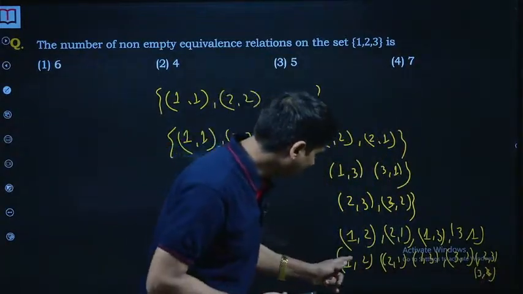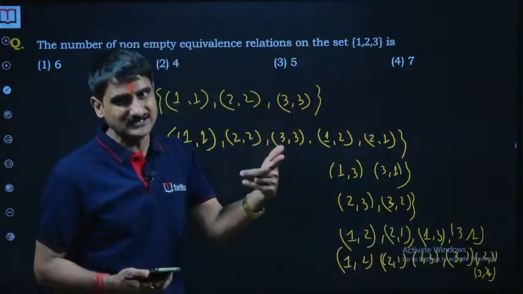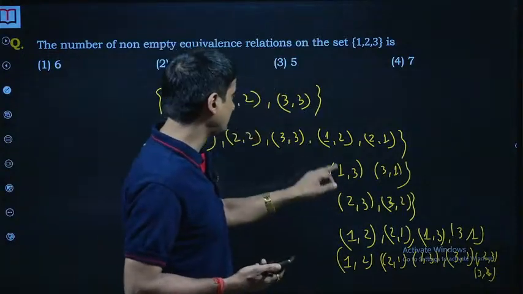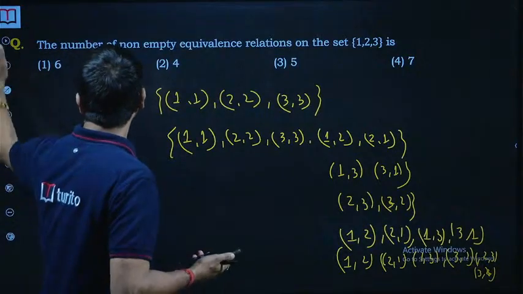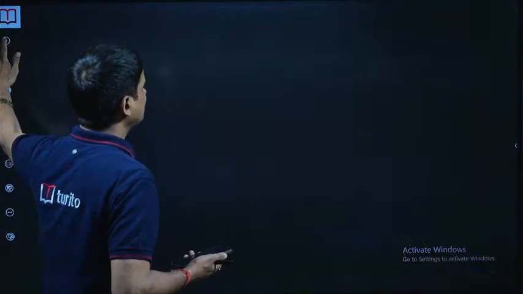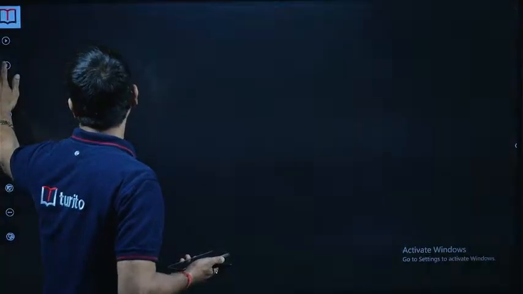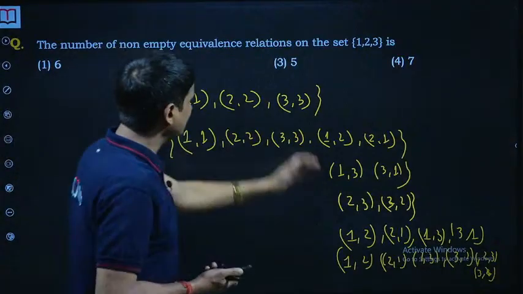Acha, if I remove this and add (1,2), (2,3), okay, then in that case we need (1,3). So 1, 2, 3, 4, 5, 6. So according to me there are 6. So is that an option? That's an option. Okay, so 6 equivalence relations can be made here with the help of these 3 elements of the set.